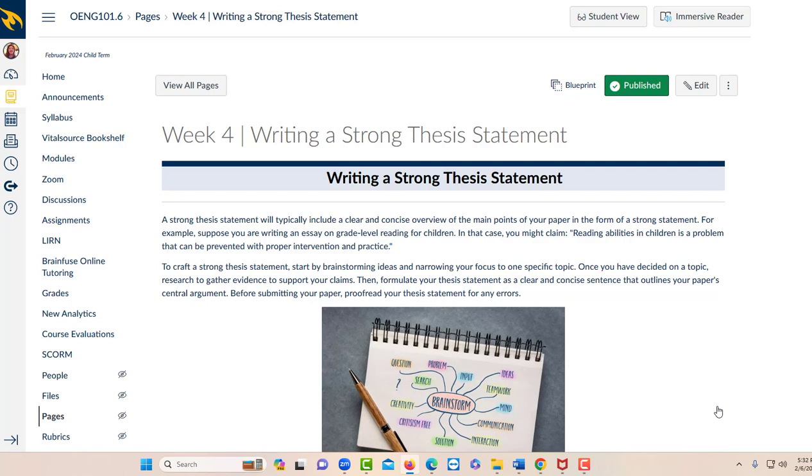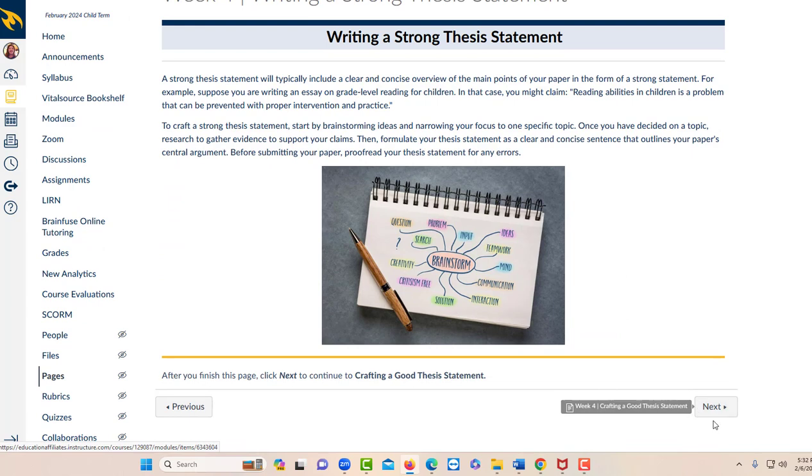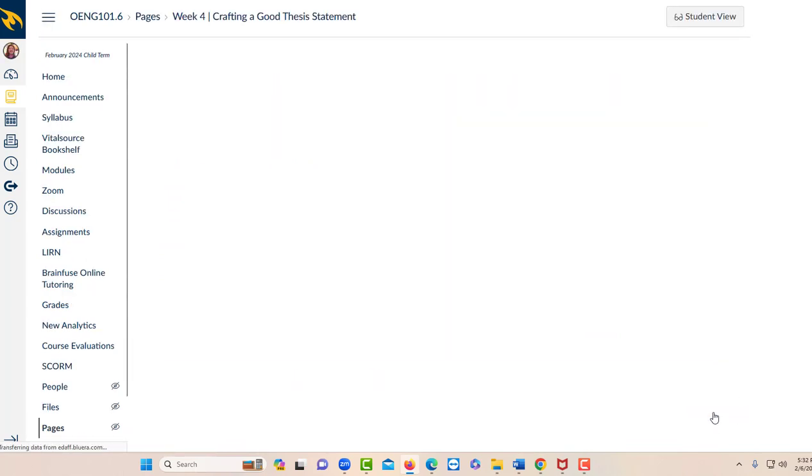To craft a strong thesis statement, start by brainstorming ideas and narrowing your focus to one specific topic. Once you've decided on a topic, research to gather evidence to support your claims. Then formulate your thesis statement as a clear and concise sentence that outlines your paper's central argument. Before submitting your paper, proofread your thesis statement for any errors.